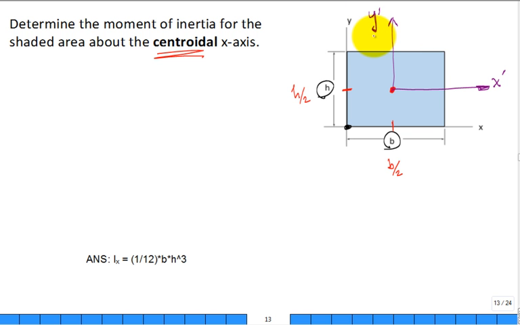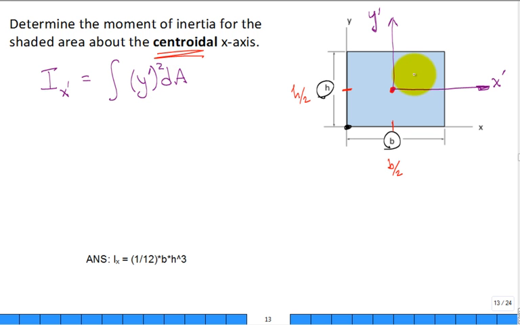Okay, somebody says, I want you to calculate I x prime. Or sometimes they'll write it like this, I x bar. What's that bar doing? That bar is emphasizing it's going through the centroid. You'll see that notation in different places. But how would I calculate this integral, the integral of y prime squared dA? How would I calculate that?